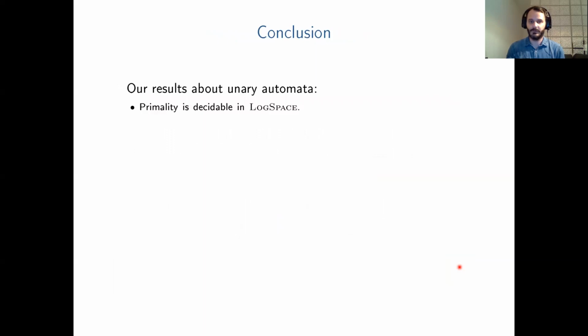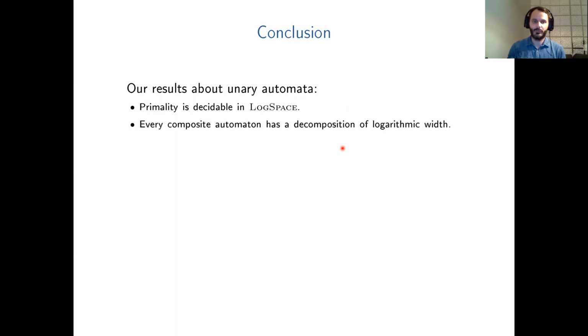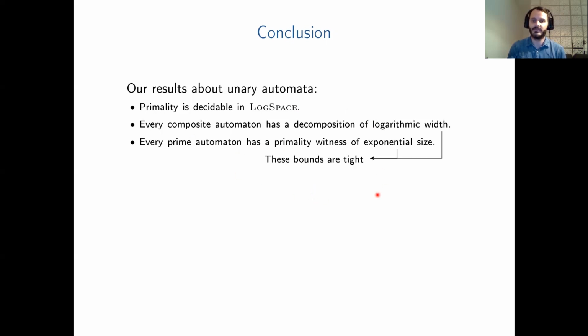The talk is coming to an end. Let me just remind you of our result. Our main result is that primality is decidable in logarithmic space for unary automata. As a consequence of our proofs, we get that every composite automaton has a decomposition of logarithmic width, and every prime automaton has a primality witness of exponential size. And actually, both of these bounds are tight. We construct some families where the bounds are reached. So these are our results.